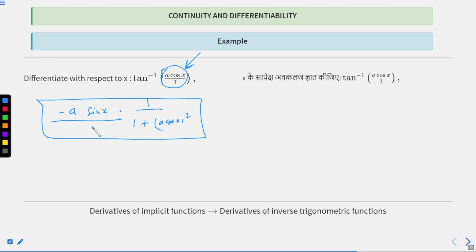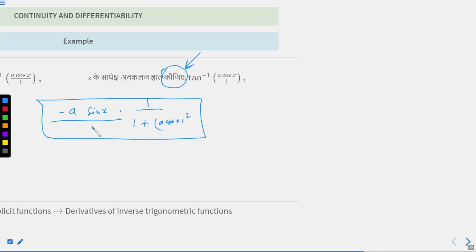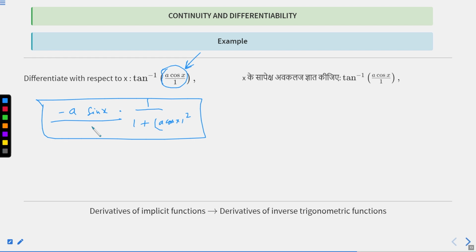So I hope that's it. We will end here. We will be back soon with more problems of differentiability and continuity with more concepts. I hope that now you have some idea about the derivatives of inverse trigonometric functions and implicit functions. So that's it for now. Thank you for watching.